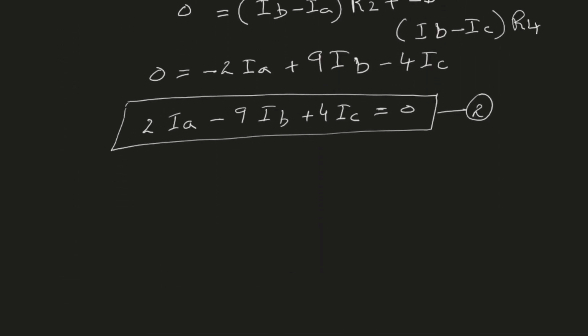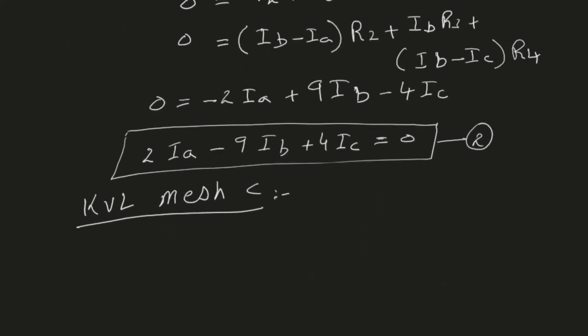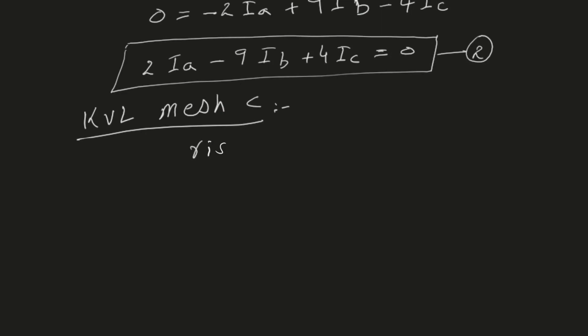Finally, applying KVL to mesh C. I will choose a point. Let's say I choose this point and I will go clockwise. So I see a voltage drop of V4, then a voltage drop of V5, and there is no voltage rise. So therefore, rise is equal to drop, and rise is 0. Drops are V4 plus V5.